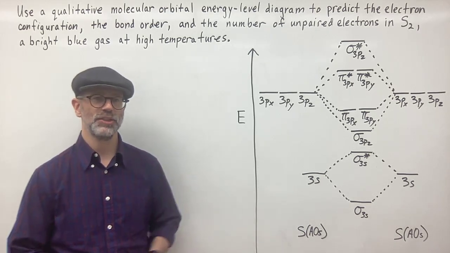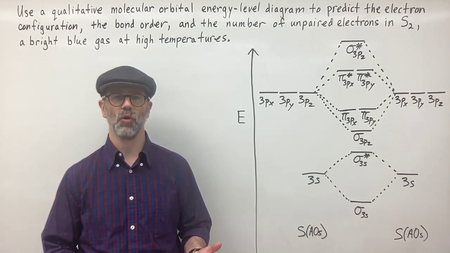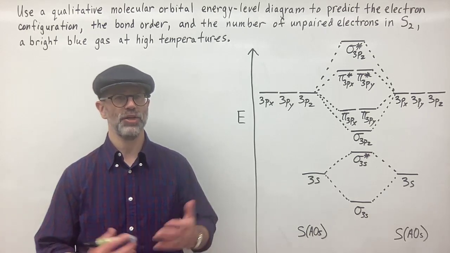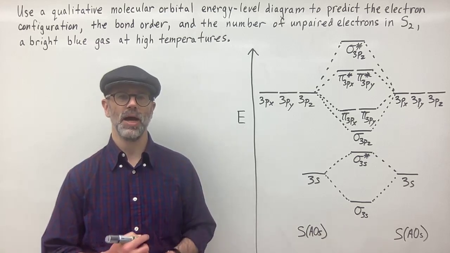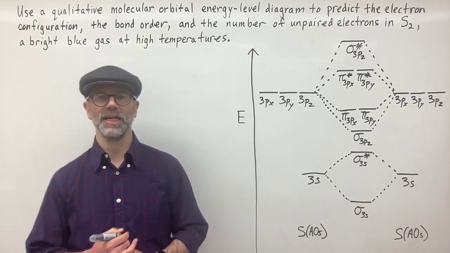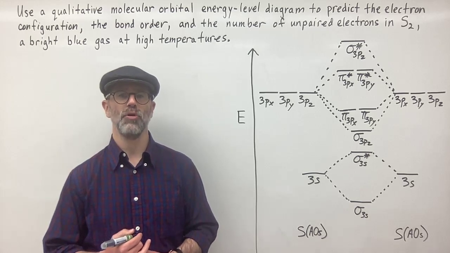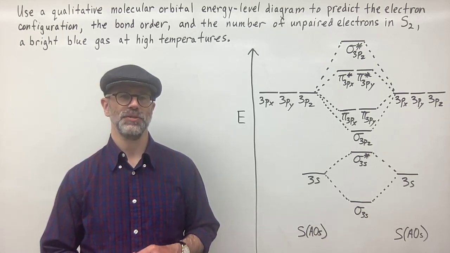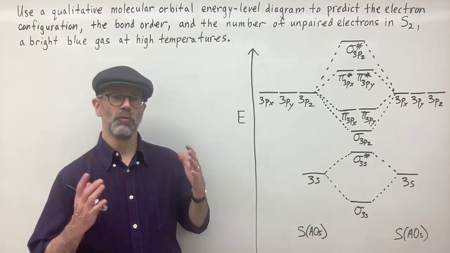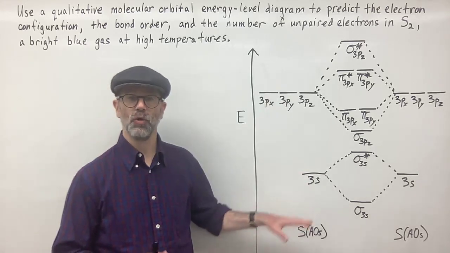The first problem says to use a qualitative molecular orbital energy diagram or energy level diagram to predict the electron configuration, the bond order, and the number of unpaired electrons in the S2 molecule, a bright blue gas at high temperatures. First thing we need to figure out is the ordering of the molecular orbitals.